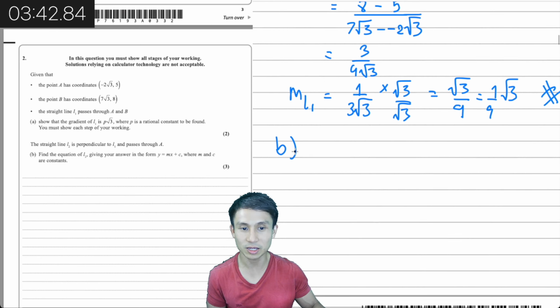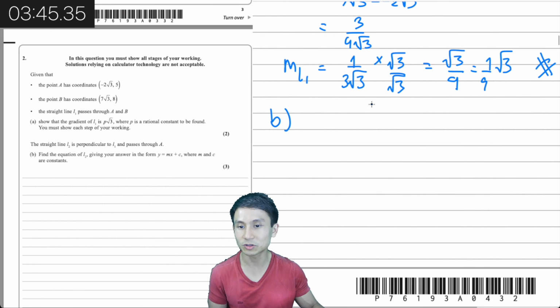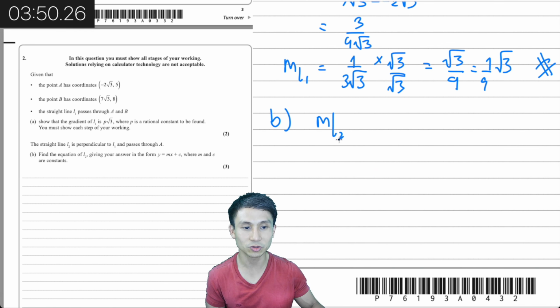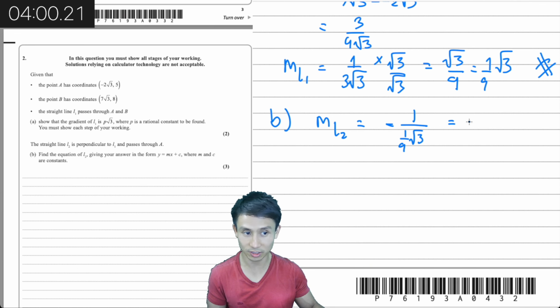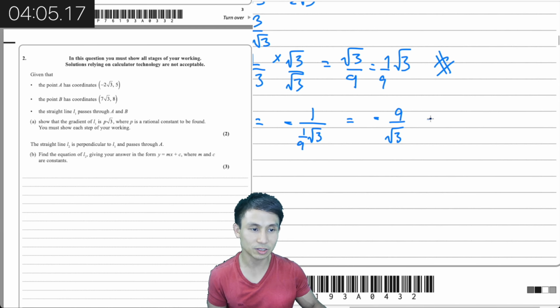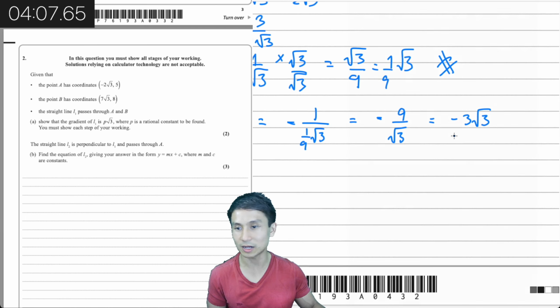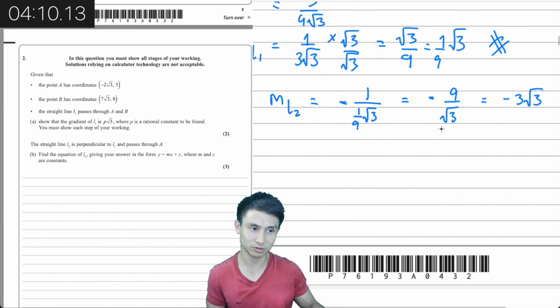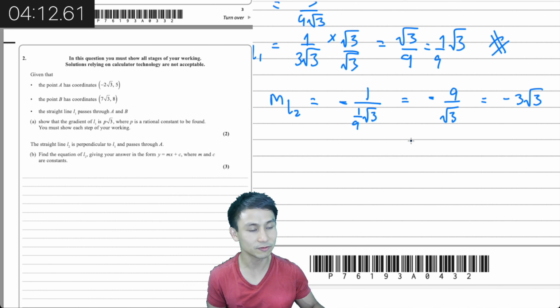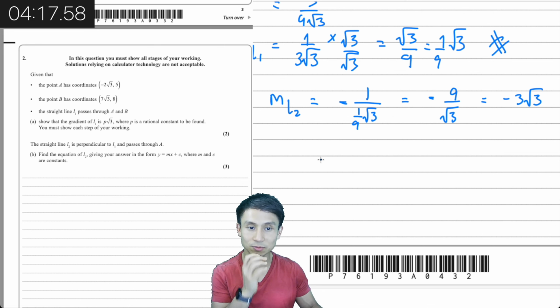Okay, so question b. Straight line L2 is perpendicular to L1 and passes through A. So m of L2 would just be minus 1 divided by the m of L1, which is 1 over 9 root 3. So if we do the thing there, we would get minus 9 over root 3 here. Or simply just minus 3 root 3. If you put that in the calculator, it should simplify it for you. I'm just thinking of this by myself. So there you go. And it passes point A.